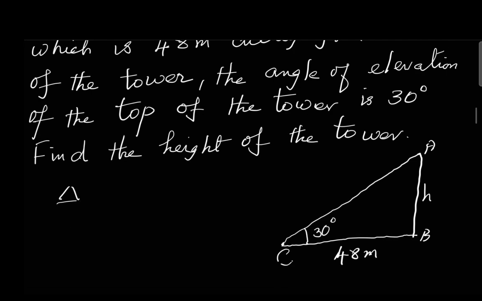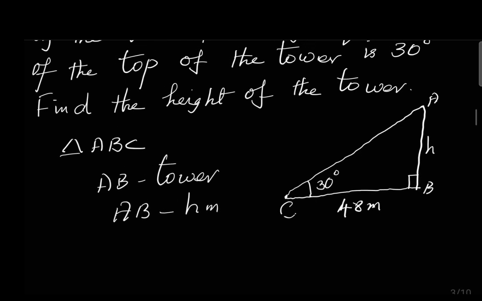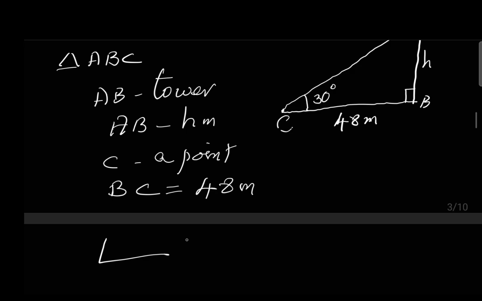So triangle ABC. So this is 90 degree, perpendicular height AB here, tower. Sorry, tower. It's not given for you the height of the tower. Let me take h meter. And C is a point here. Its distance from the foot of the tower, that is BC, is equal to 48 meter. And angle C here we have given that 30 degree.